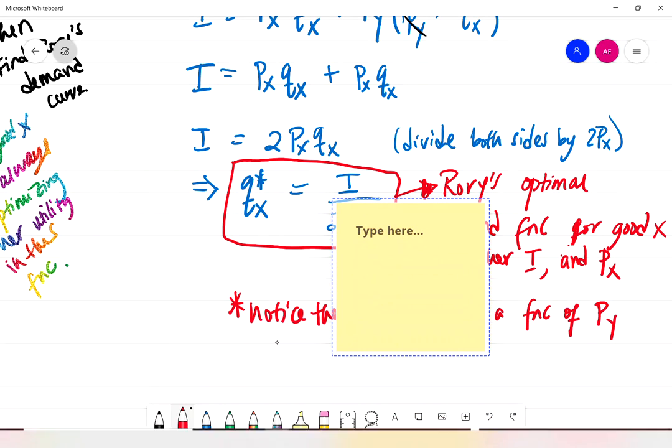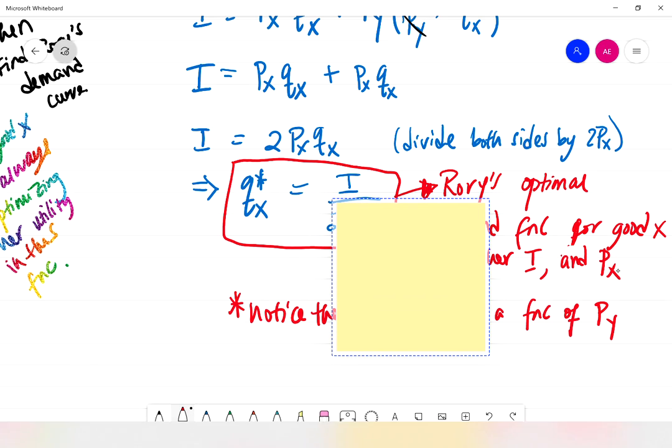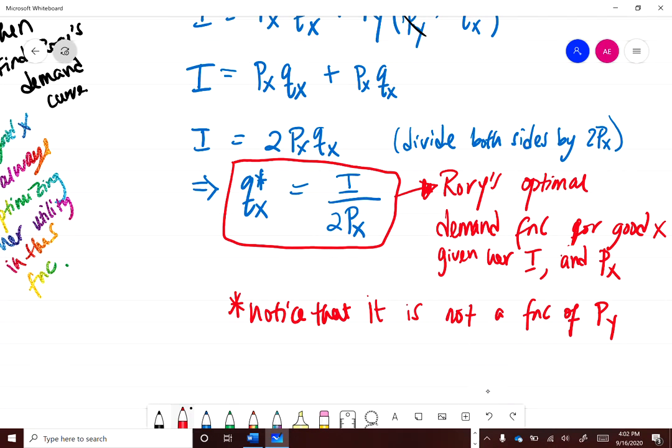Bear with me. I need to delete that. It'll go away. Control Z. Control Z. There we go. And P of Y here is the price of the other good.